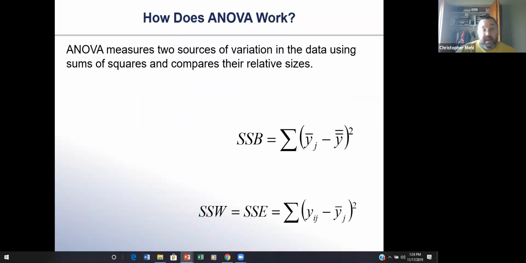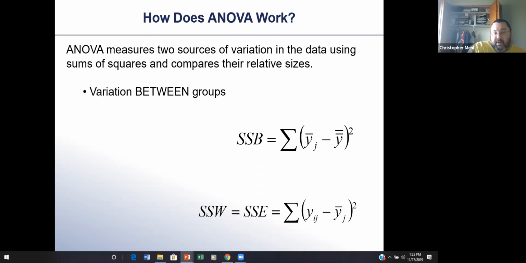So how does this work? Well, we have two sources of variation, and we're using the sums of squares and the relative sizes, so ultimately working with mean sums of squares. Variation between groups, that's SSB for sum of squares between, and you can see the formula there. Y double bar is our overall grand mean, so that's adding all of the data together and dividing by the number of data points. And Y sub j is the mean within each group. Once we get to a practical problem, this will be a little easier to understand.